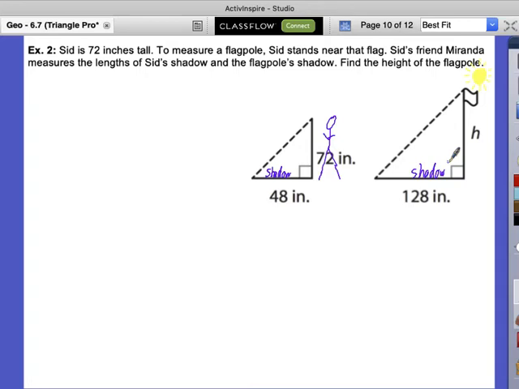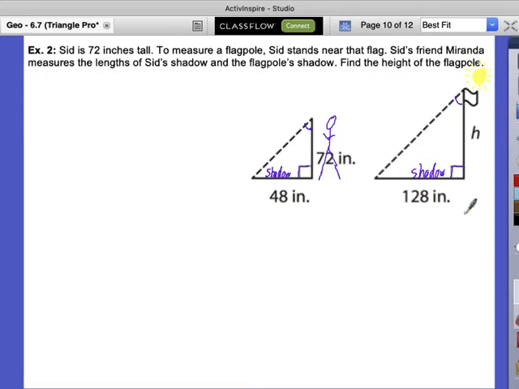Now, once again, we can use the fact that it's at the same time of day to know that the angles of the sun hitting these are the same. And Sid is going to be standing at a right angle for measuring his height. We talked about that before. And we know a flagpole is going to be at a right angle to the ground. So we can know these triangles are similar. We know the angle similarity.